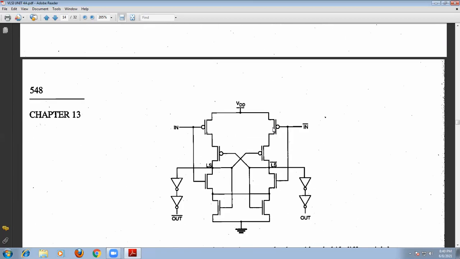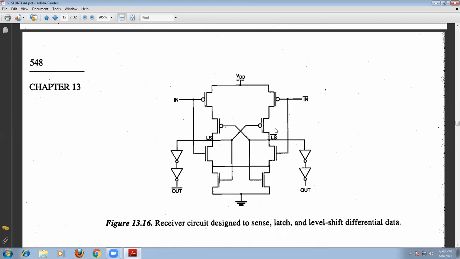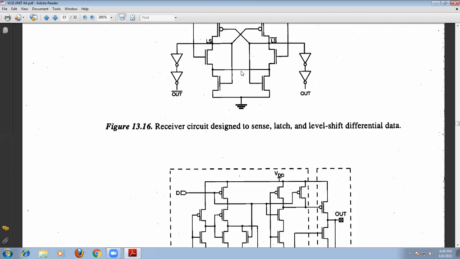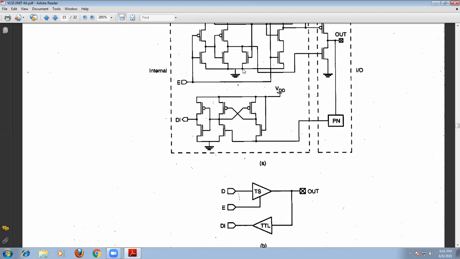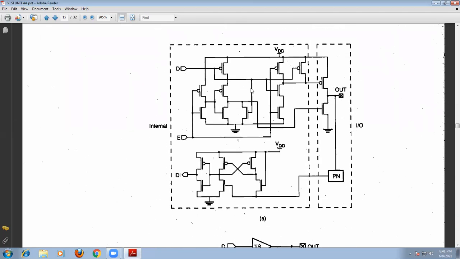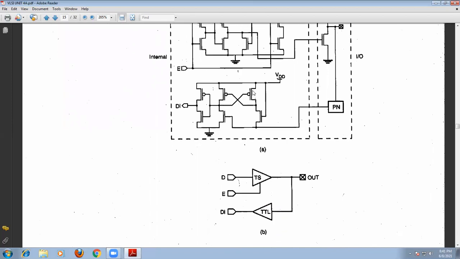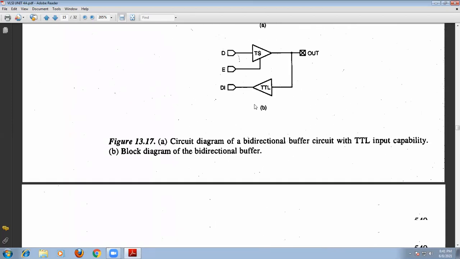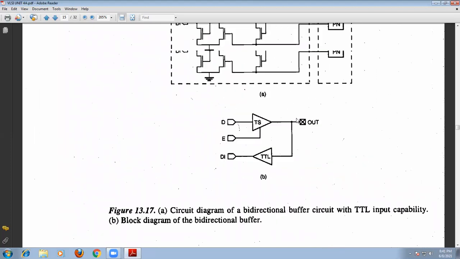Another method is to use a receiver circuit which senses, latches, and then level shifts. Whenever we require level shifting, whenever the signal requires the TTL network, we have to change the level shift difference in data. So we are going to use this type of circuit. Next, the total internal input output circuit will be like this: the circuit diagram of a bidirectional buffer circuit with TTL input capability.